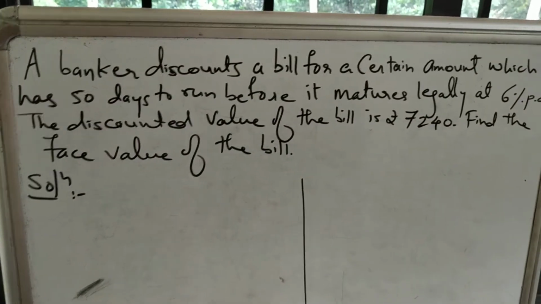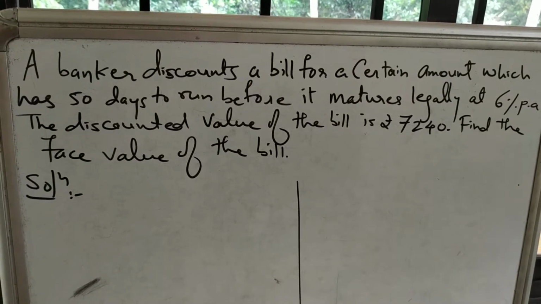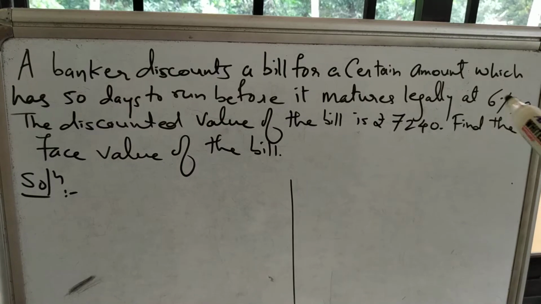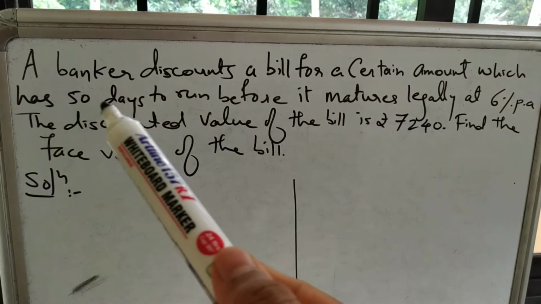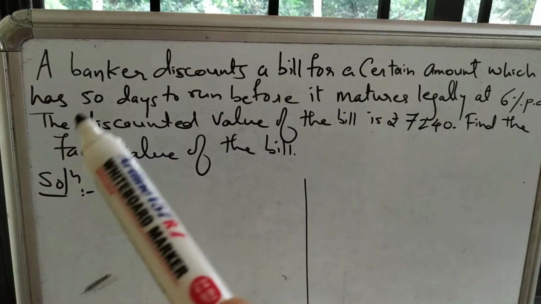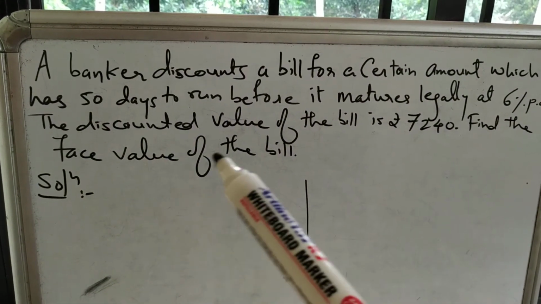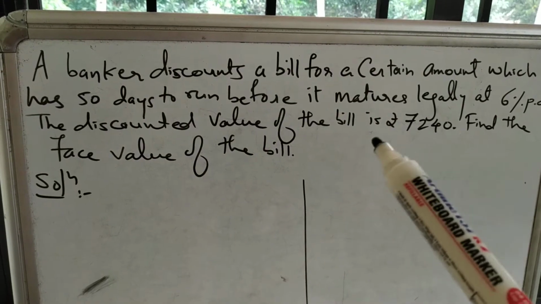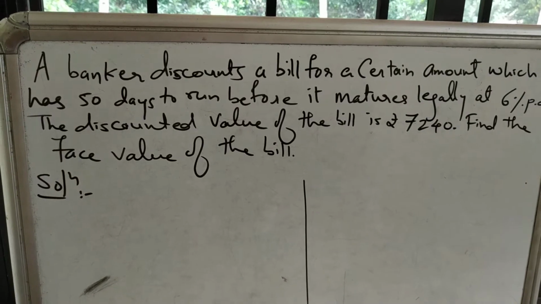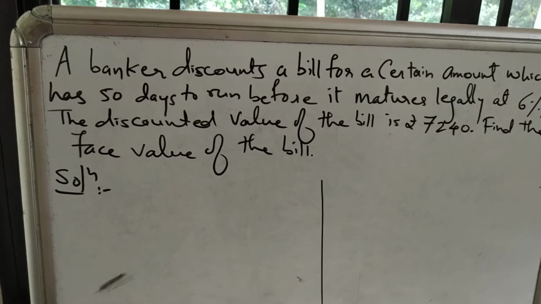So in this problem, we are asked to find the face value of the bill, and we are given the rate of interest is 6% per annum and the time period is 50 days to run before it matures legally. So the time period is 50 upon 365 days and the discounted value is 7240. And to find face value of the bill, we need the banker's discount formula.